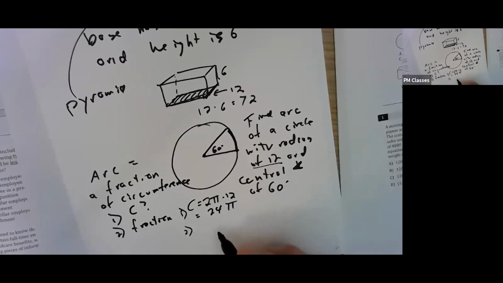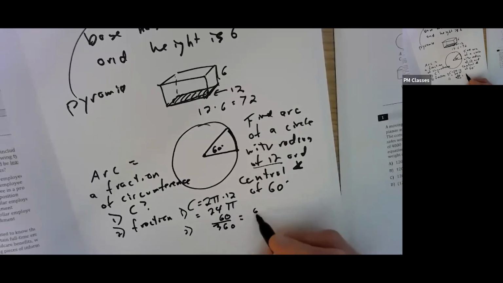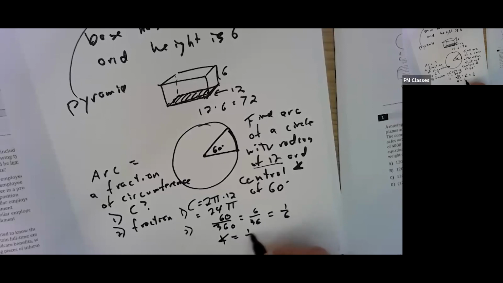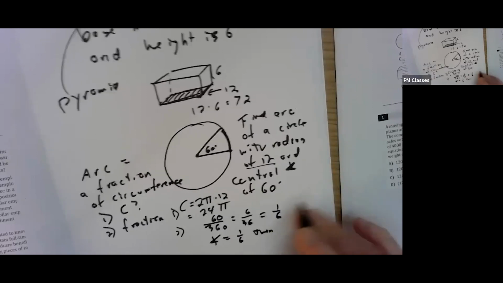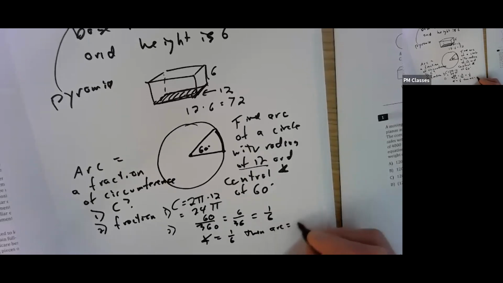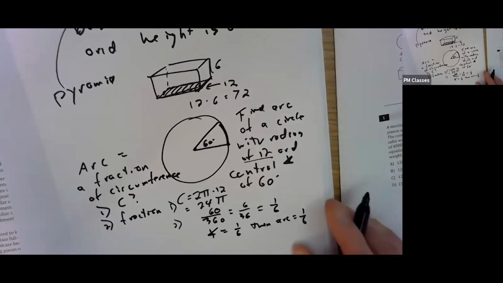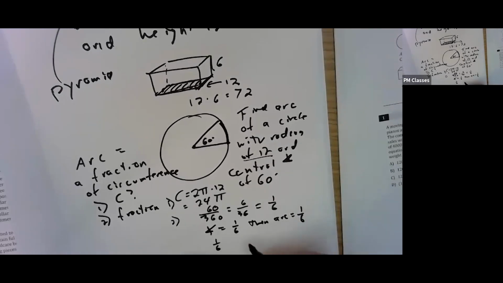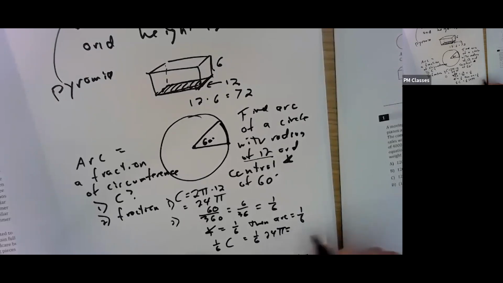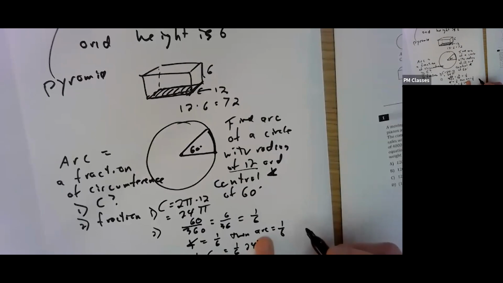Do you remember how many degrees there are in a circle? That's right, 360. So 60 over 360 is the same thing as 6 over 36, which is the same thing as 1/6. So if our angle is 1/6, then this arc is also 1/6. 1/6 of what? 1/6 of the circumference. What was our circumference? Our circumference was 24 pi. What's 1/6 of 24? Again, ignore the pi for just a moment. 1/6 of 24 is 4, so the arc is 4 pi.